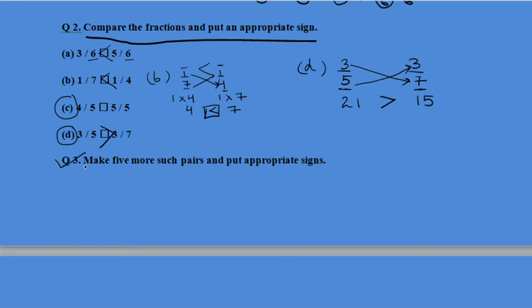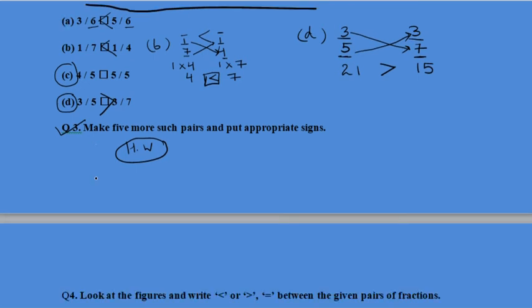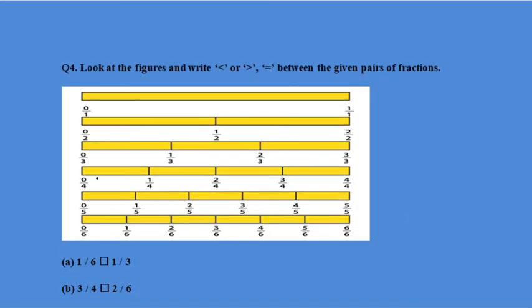Come to question number 3. Make 5 more such pairs and put appropriate sign. You have to make pairs like you have done in question number 2. So this is your homework. Do it yourself. And if you find any doubt, you can write in the chat box. Let us come on to the fourth part.